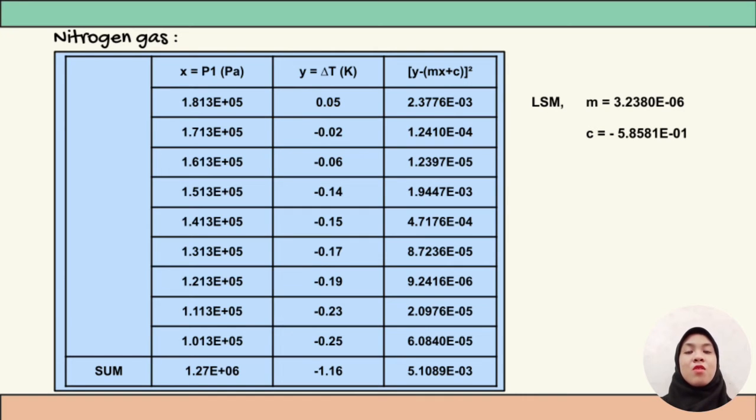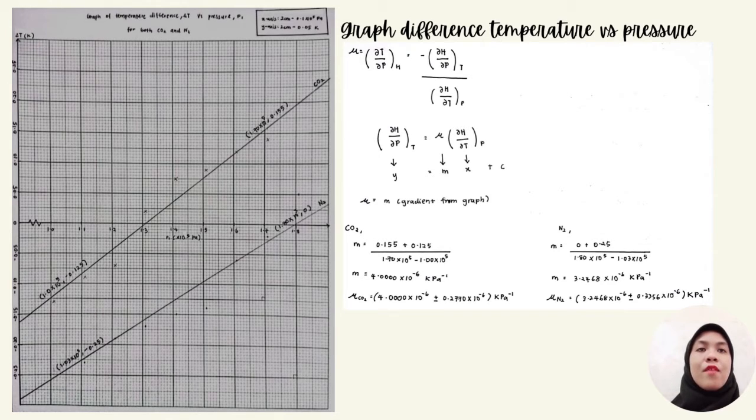We can see that the value of pressure we use is different from the highest to the lowest, and the temperature difference decreases along with the pressure. So you can see the graph of temperature difference versus pressure that we plotted. The top straight line graph is for carbon dioxide gas and the bottom straight line graph is for nitrogen gas. From this graph we can obtain the value of the gradient, and that means we can also determine the value of the Joule-Thomson coefficient for both graphs.